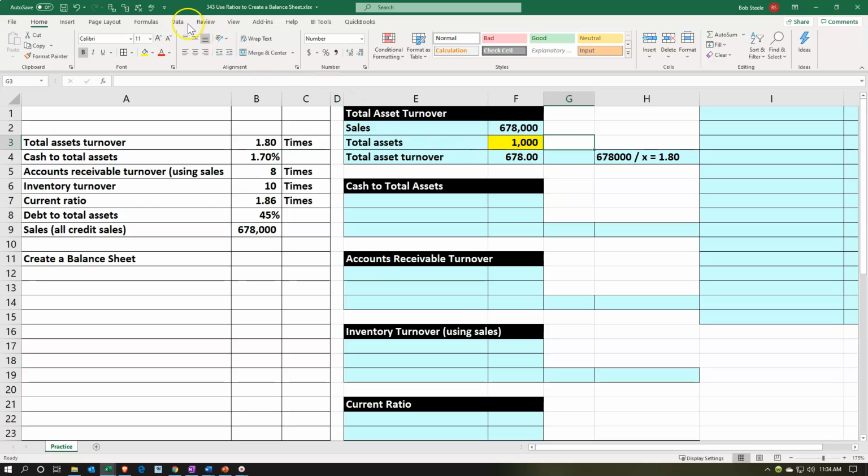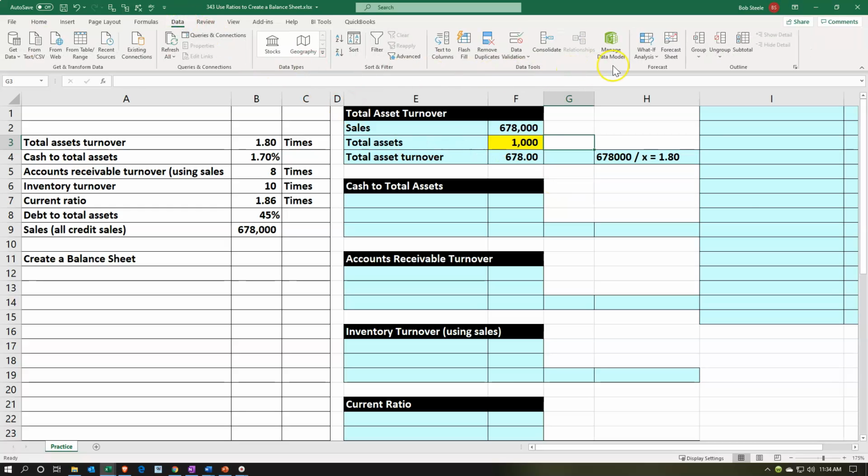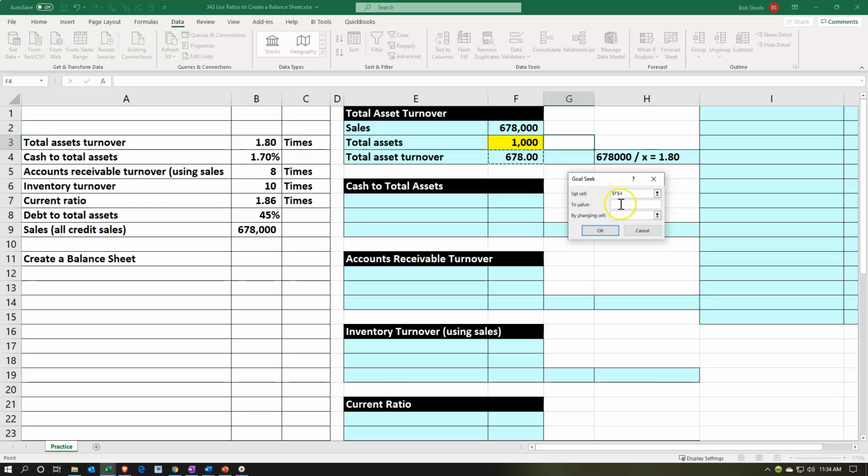So then we're going to go to the Data tab. We're going to go to the What If Analysis. We're going to go to Goal Seek. We're seeking a goal here. And then we want to set this cell to be what we know it should be, 1.8, by changing the yellow cell. And then we'll just let it do this by the process of elimination. And so there we have it.